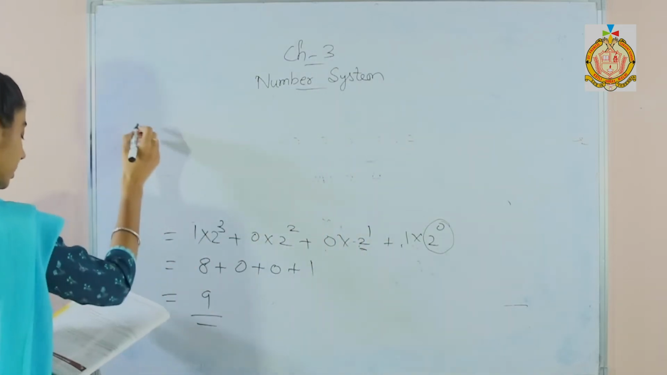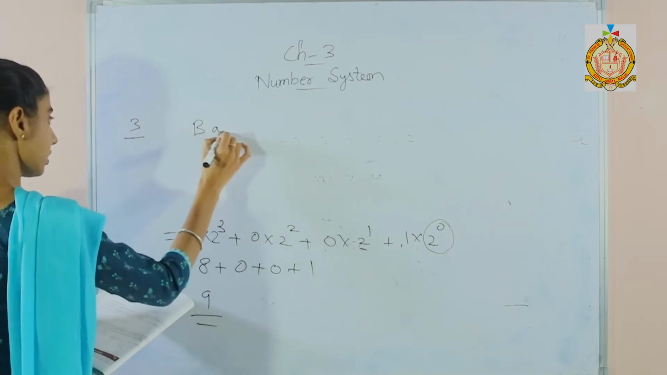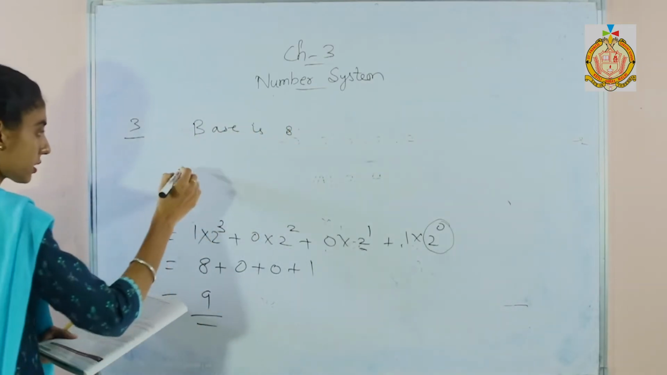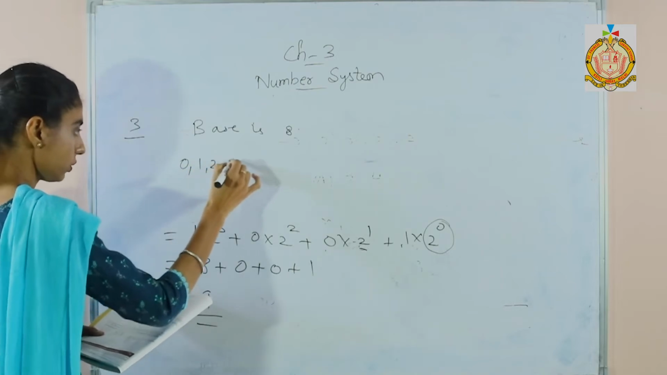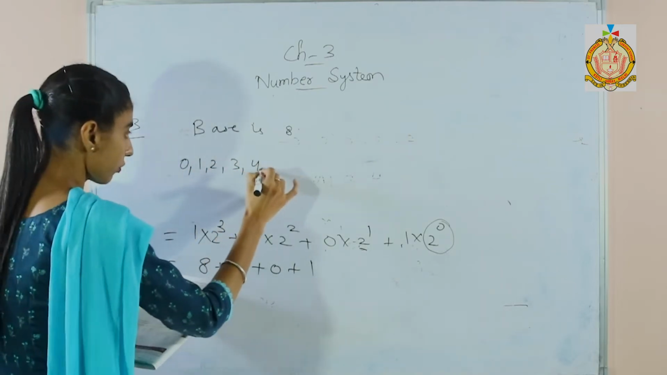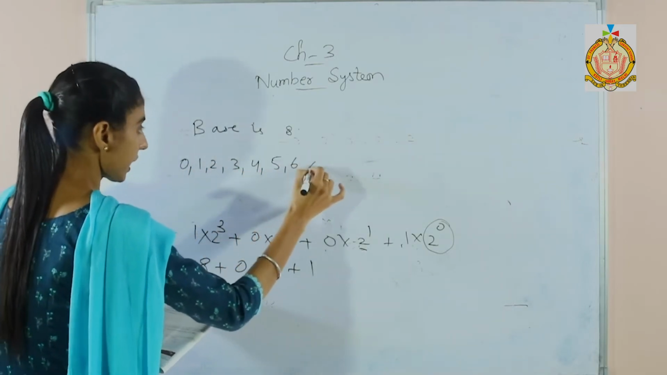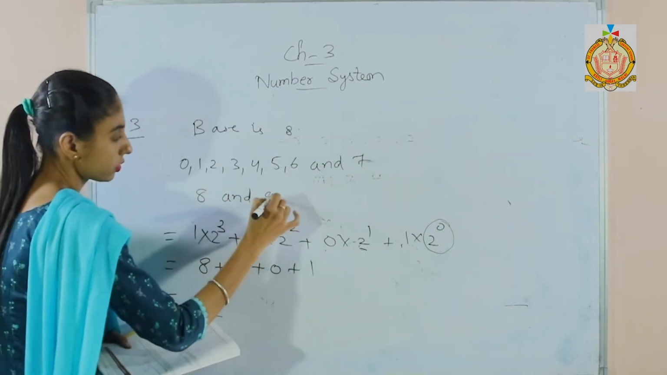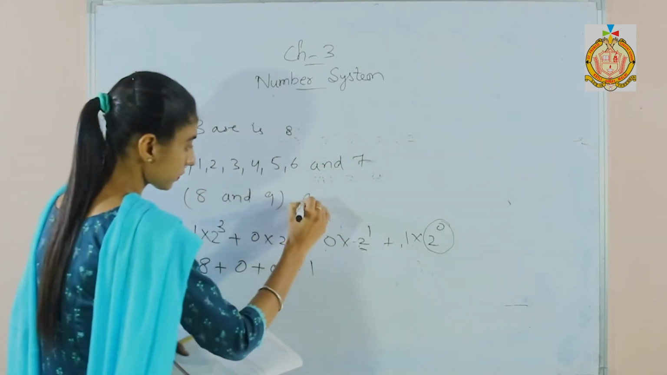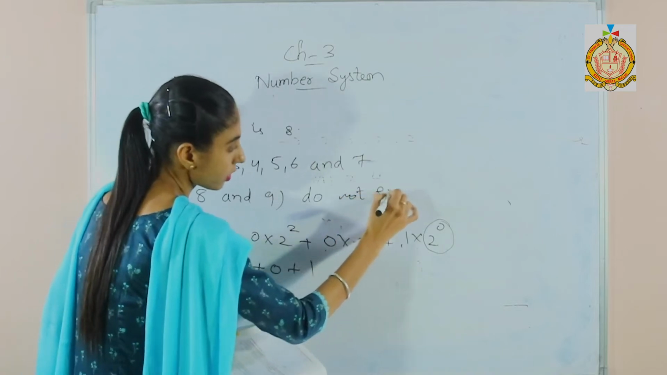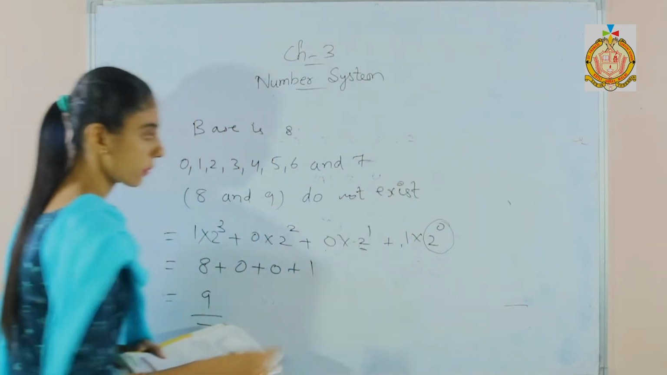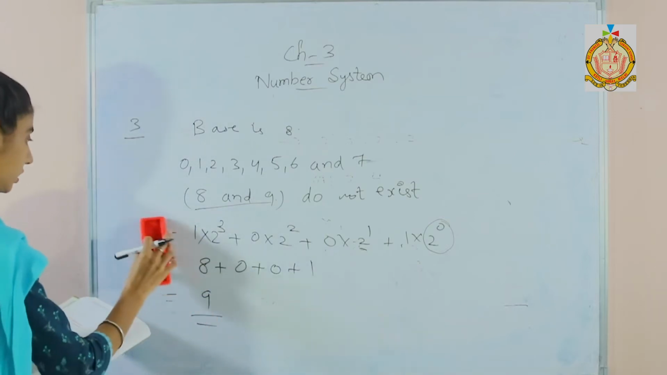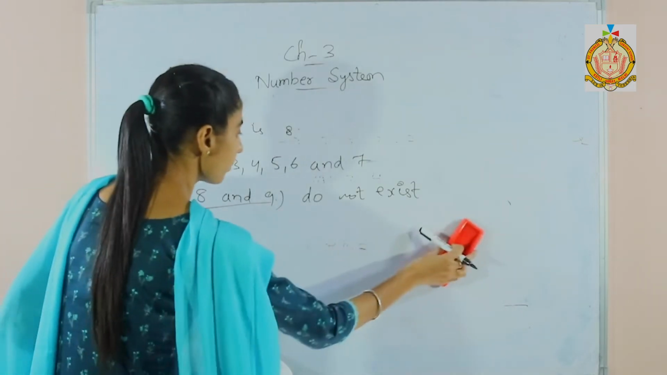In the octal number system, the base is 8 and it consists of digits 0, 1, 2, 3, 4, 5, 6 and 7. 8 and 9 do not exist in this system, okay? How will we solve it? Similar method of a binary system.